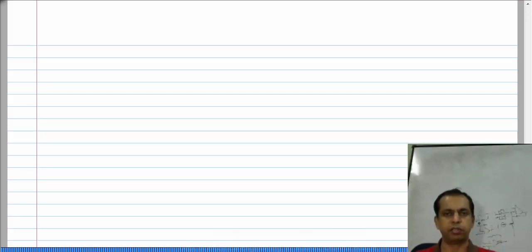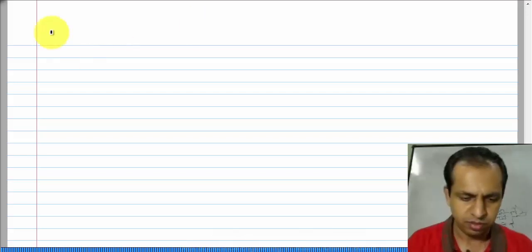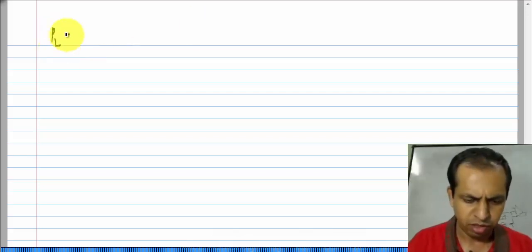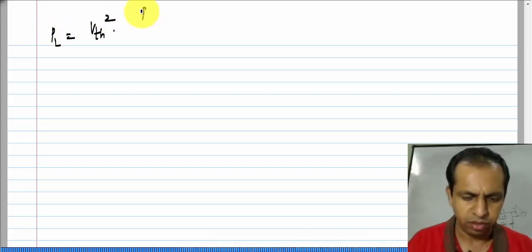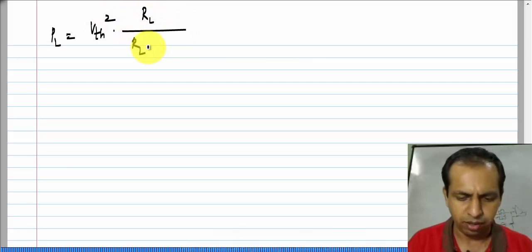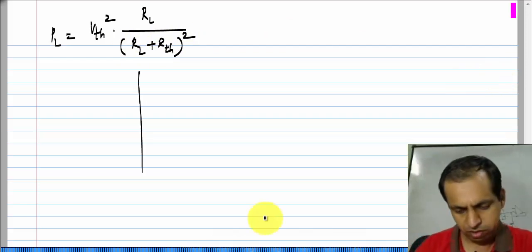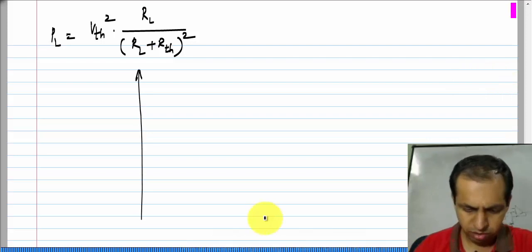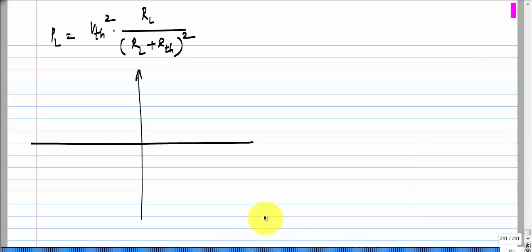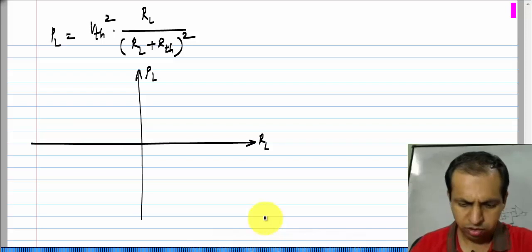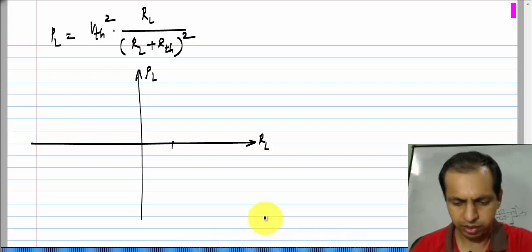Now, let us explore this a little bit further. This expression, PL being VTH square times RL by (RL plus RTH) squared. Okay. If you plot PL as a function of RL, this is what you will see.